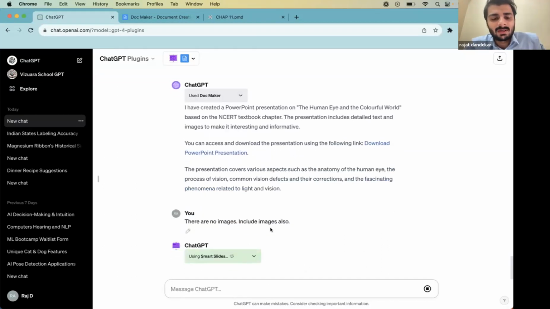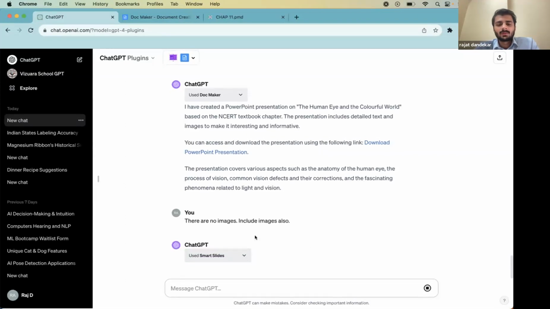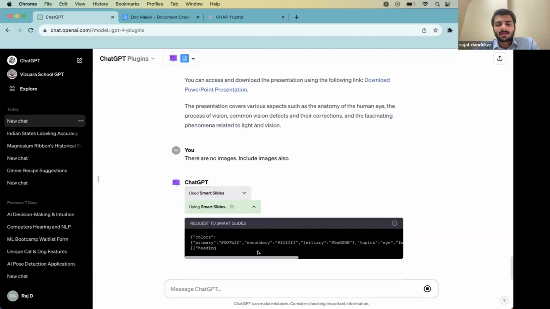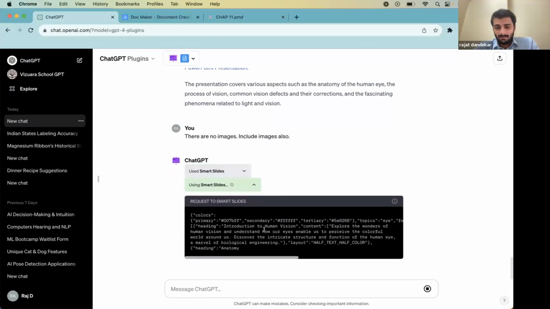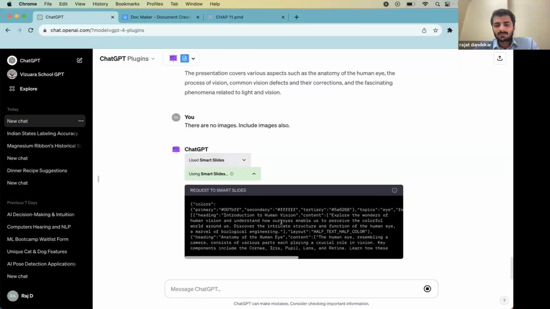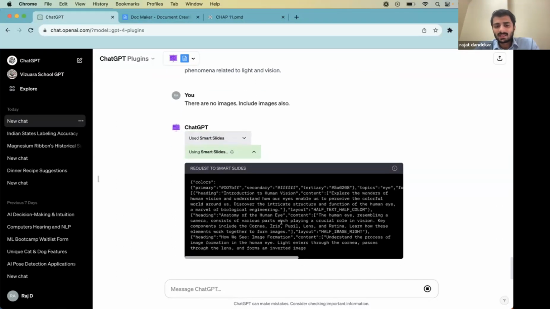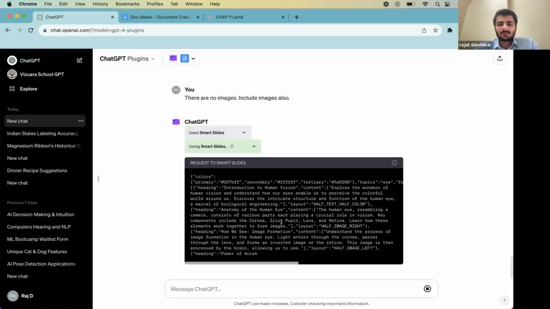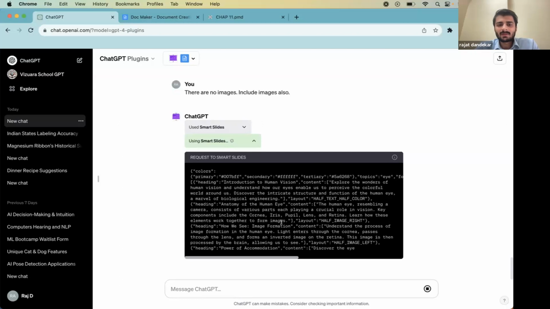So I think what they have done, yeah. So now it uses smart slides because now I've asked it to create images. So DocMaker and Smart Slides both can be used to create PPTs, but the PPTs created using Smart Slides are much more engaging compared to DocMaker. So if you click on this down arrow, you can actually see what it's doing internally. So that's why it's taking time because it's going through all the slides separately and it's creating these slides individually. And because we have asked it to include a lot of text, it generally spends some time.